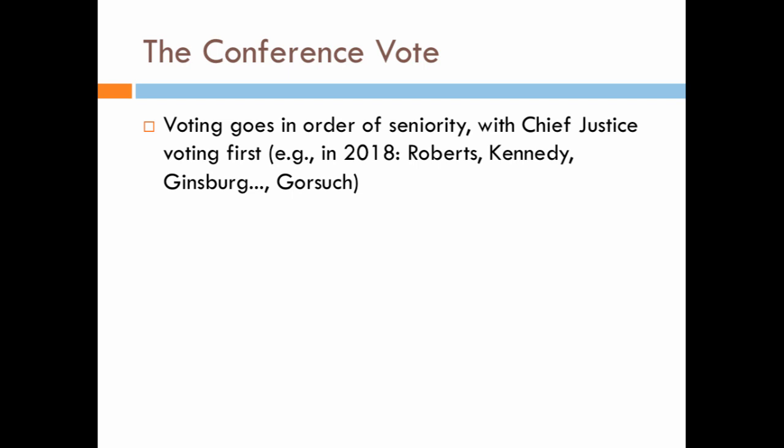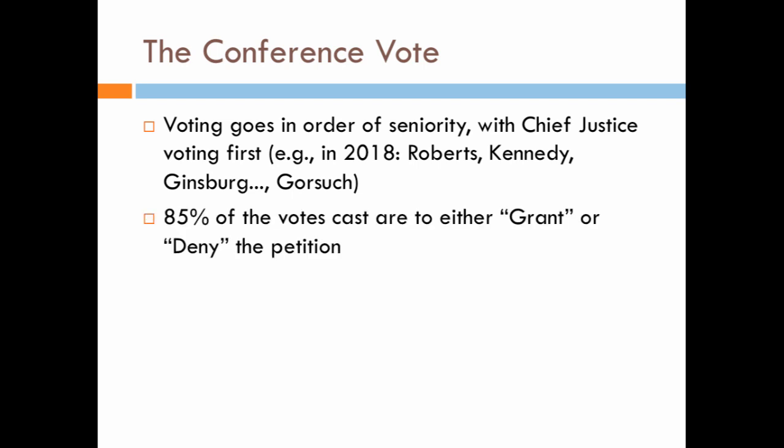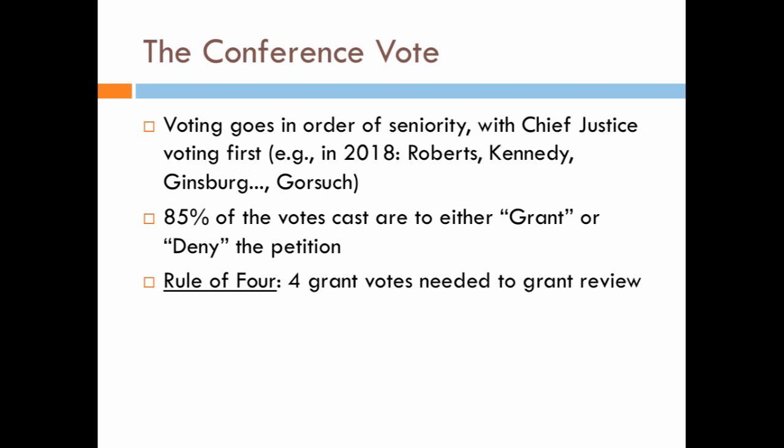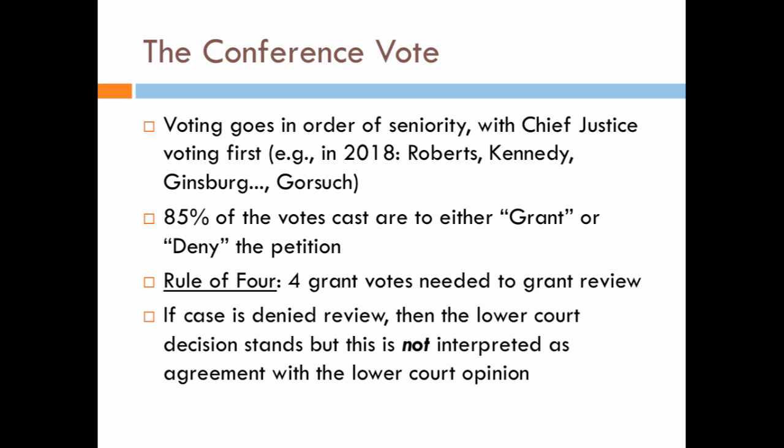So in the current court, Chief Justice John Roberts kicks off voting on the cert petition. Justice Kennedy follows on down to the most recent justice. Justice Gorsuch, in this case, votes last. Most of the time, in fact, 85% of the votes cast at this stage are these straight up votes to grant or deny a petition. If a cert petition does warrant review, Supreme Court rules mandate that 4 votes are required to officially accept or grant the case. If the petition doesn't get 4 votes to grant, it's denied.